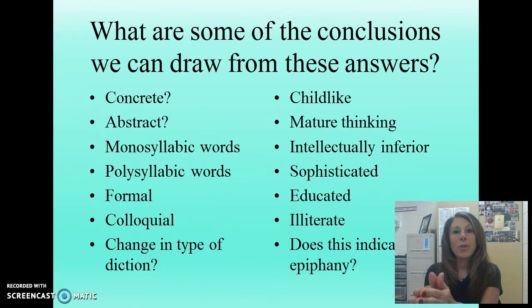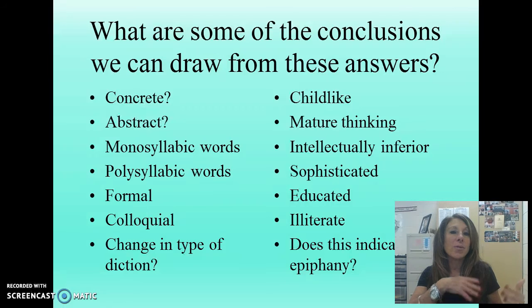So, for instance, if there are a lot of concrete words being used, then maybe the material itself seems very childlike because it doesn't take much thought to understand it. If there are a lot of abstract words being used, then it requires more mature thinking. If there are just one-syllable words being used, then you have a lot of intellectually inferior, maybe, characters in the story. But if there are more sophisticated characters, or more educated characters, they're going to use more words that have many syllables in them.